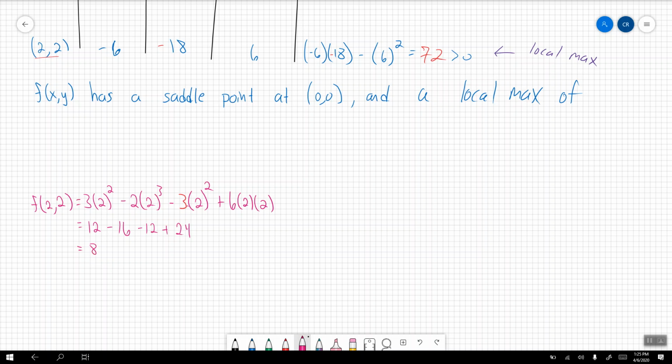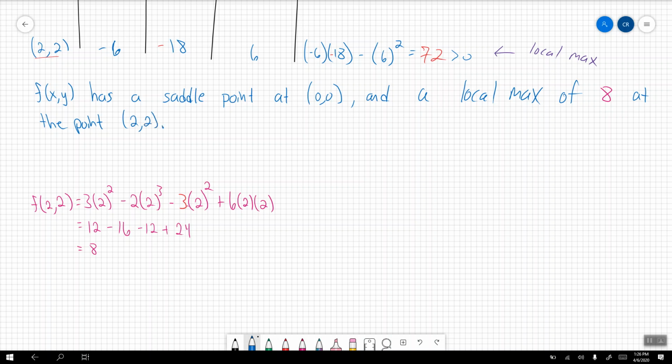There we are. So here, again, just going back to the summary, we're going to say it has a local maximum of 8. So that's a local maximum. And now I have to state where that local maximum occurs. So it has a maximum of 8 at the point 2, 2.